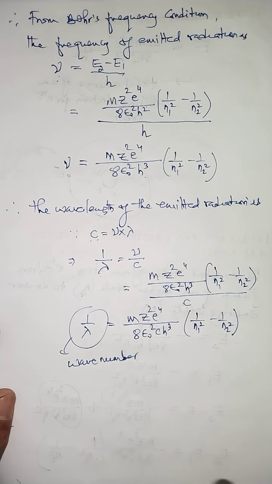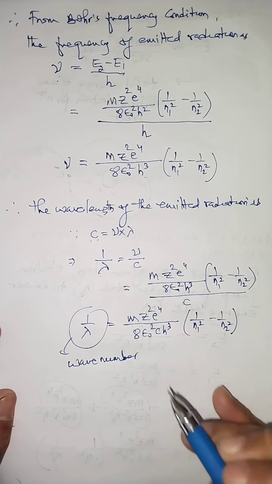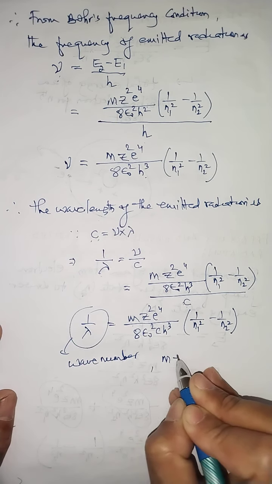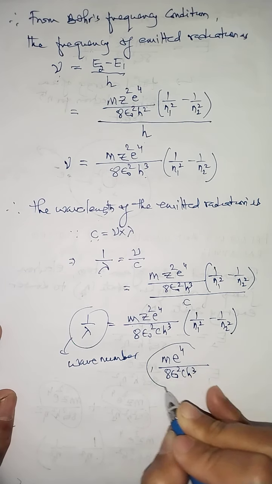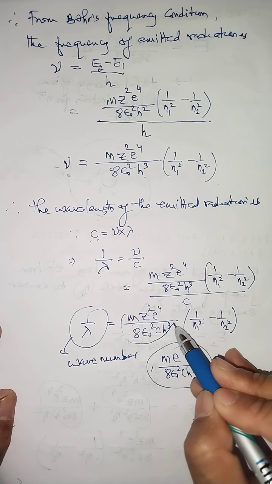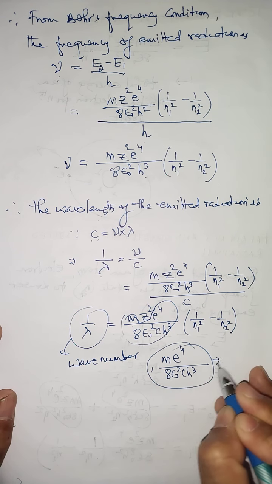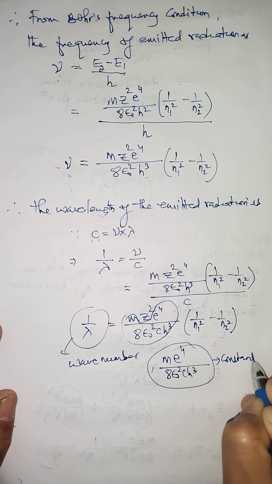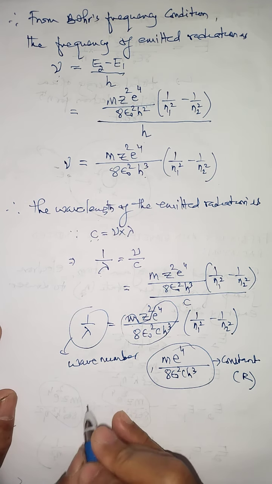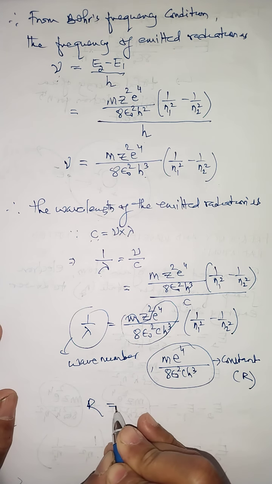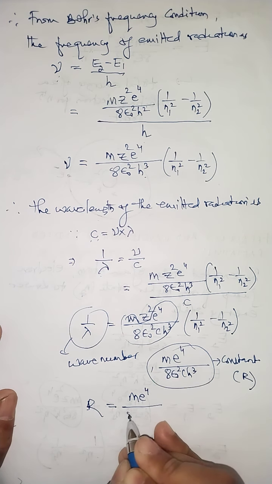Now in this expression, look at the quantity m e to the power 4 by 8 epsilon naught square c h cube. If you look at this quantity, other than this Z, it is basically a constant. And this constant is expressed by capital letter R, and this R is called the Rydberg constant. So let me write down R equals m e to the power 4 by 8 epsilon naught square c h cube.